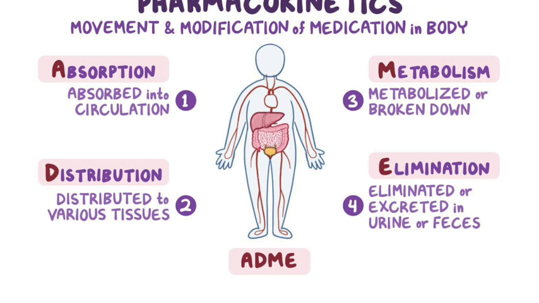Rapid-fire questions. What happens to circulating albumin in older adults? It decreases. What happens to alpha-1 acid glycoprotein? Well, I hope you're saying that alpha-1 acid glycoprotein increases. What happens to hepatic metabolism in older adults? It decreases.